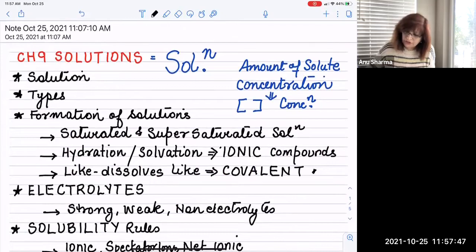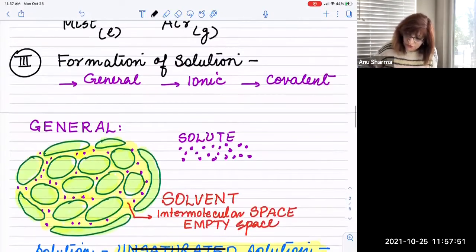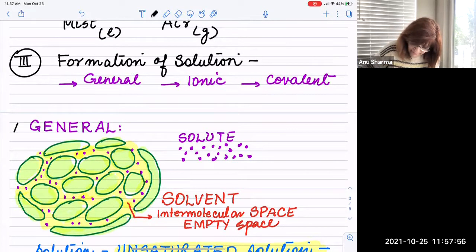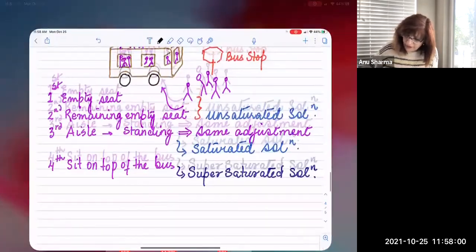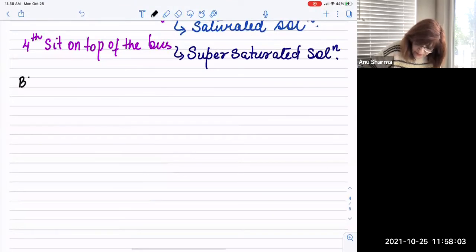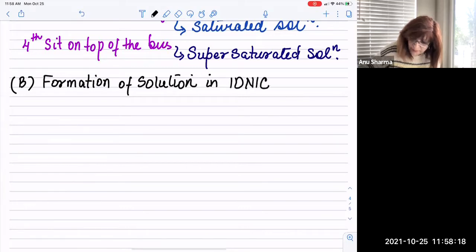All right. Now, next part is the formation, saturate. Now we are going to look at hydration, another concept here. So formation of the solution, first is the general. Okay, next part is the formation of solutions in ionic compounds.